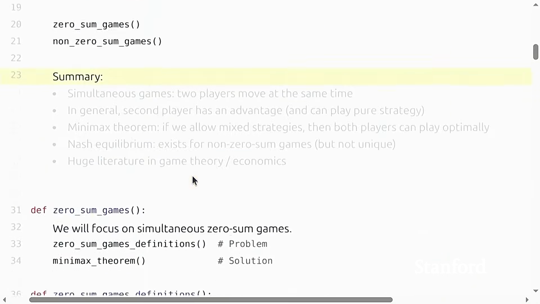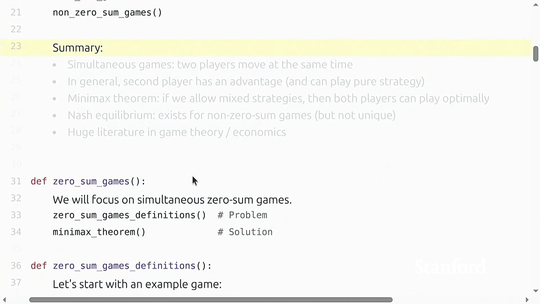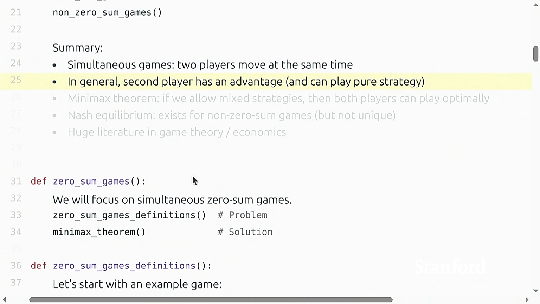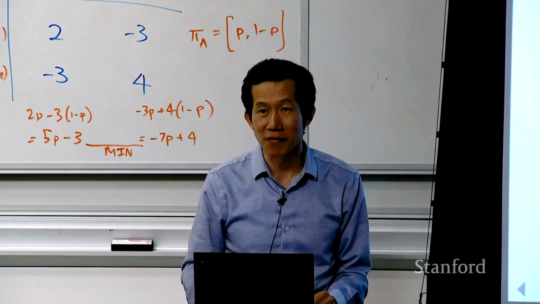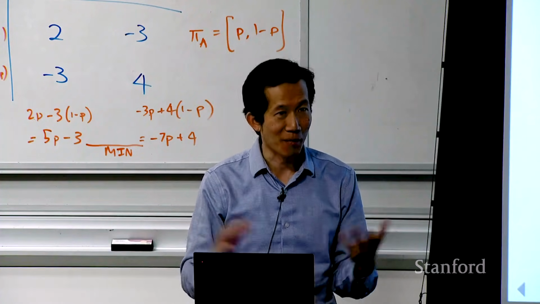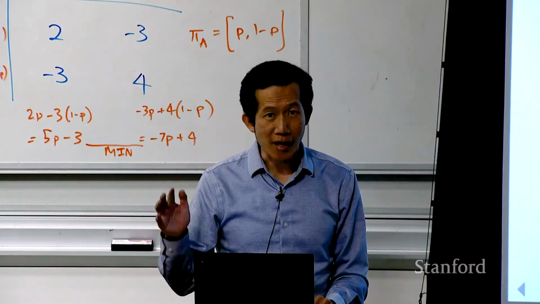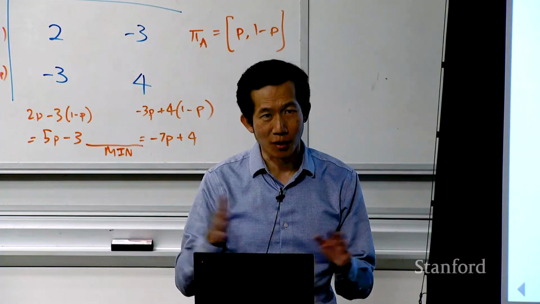Okay, to summarize, we looked at simultaneous games. Two players move at the same time. In general, the second player has an advantage and plays a pure strategy, but the minimax theorem says if you allow for mixed strategies, then the second player doesn't actually have an advantage. Both players can be optimal. And then we looked at how Nash equilibria exist for non-zero-sum games, but are not unique. And in general, there's a huge literature in game theory and economics. So if you like this, second half of this lecture, you should go take a game theory course and learn more. Okay, so that concludes the game unit and all our work on state space models.